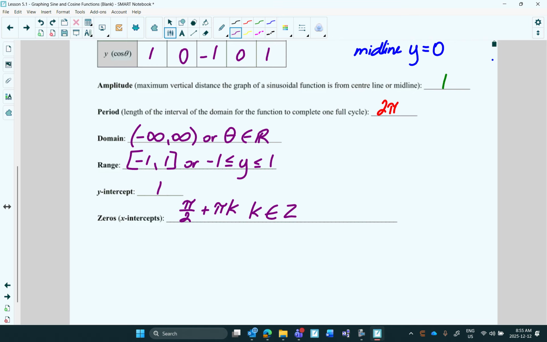You really don't have to worry too much about the zeros. Never really seen much on it. Okay, but it's important just to at least be aware of. But just notice again, that's another example where if we want notation to represent everything, that's where we introduce k, where k ∈ Z. Okay.